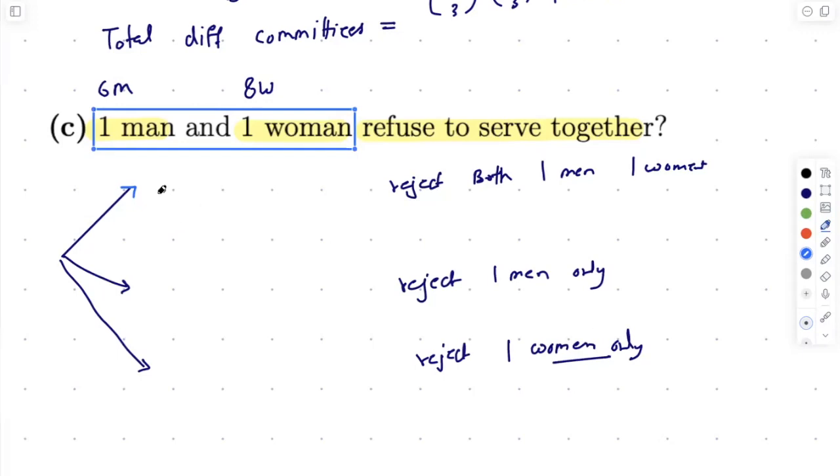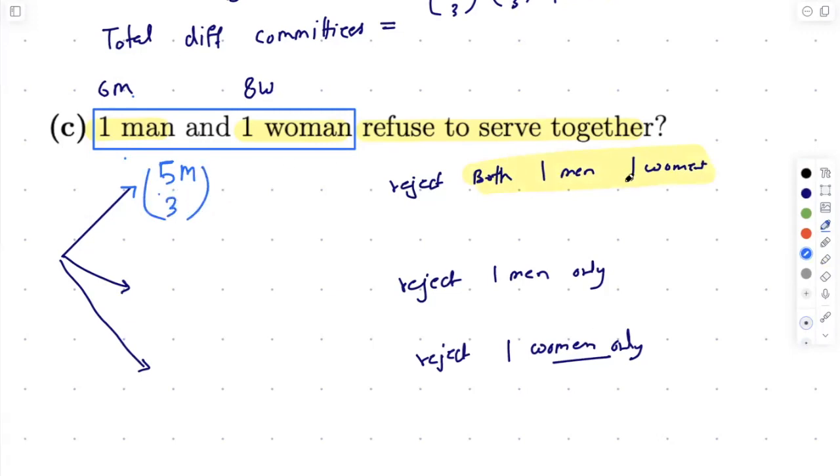So how many ways can you have? You need to have 3 women and 3 men. But out of 6 men, one man cannot be chosen because you are going to reject both one man and one woman. So how many men are available to be part of the committee? 5 men are available. Out of 5, I need to choose 3.